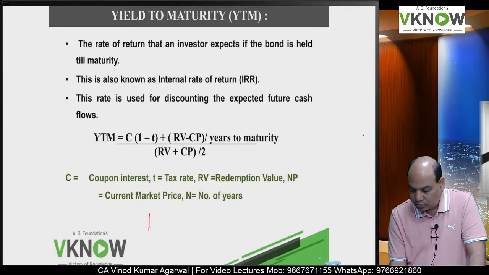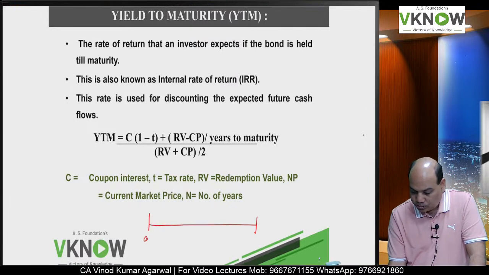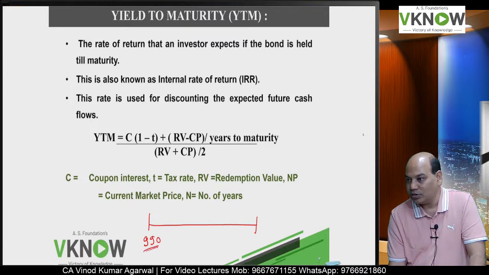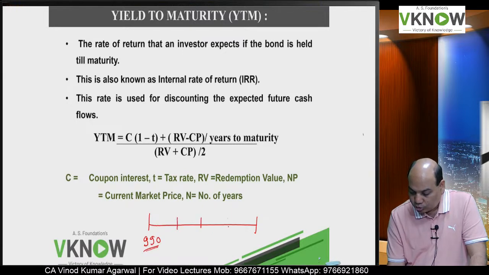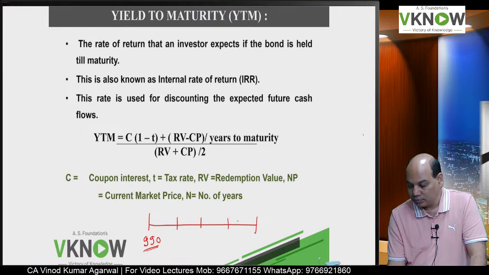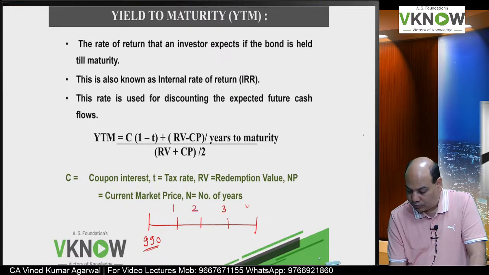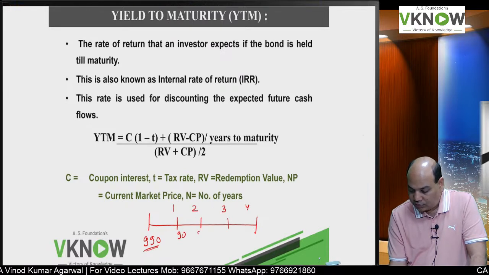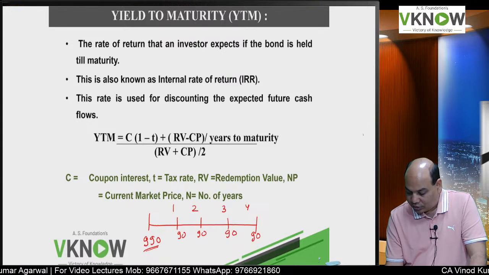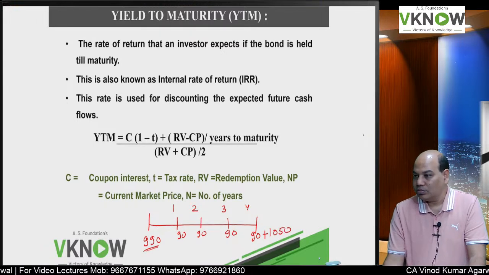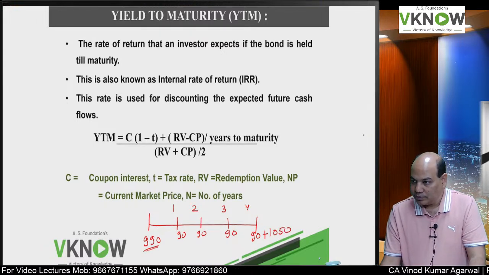What is the meaning of yield to maturity? Suppose you buy a bond for 990 rupees. You hold it for say 4 years: year 1, 2, 3, 4. You receive 90, 90, 90 as coupon. In the last year you receive 90 plus, let us say the redemption value is 1050.